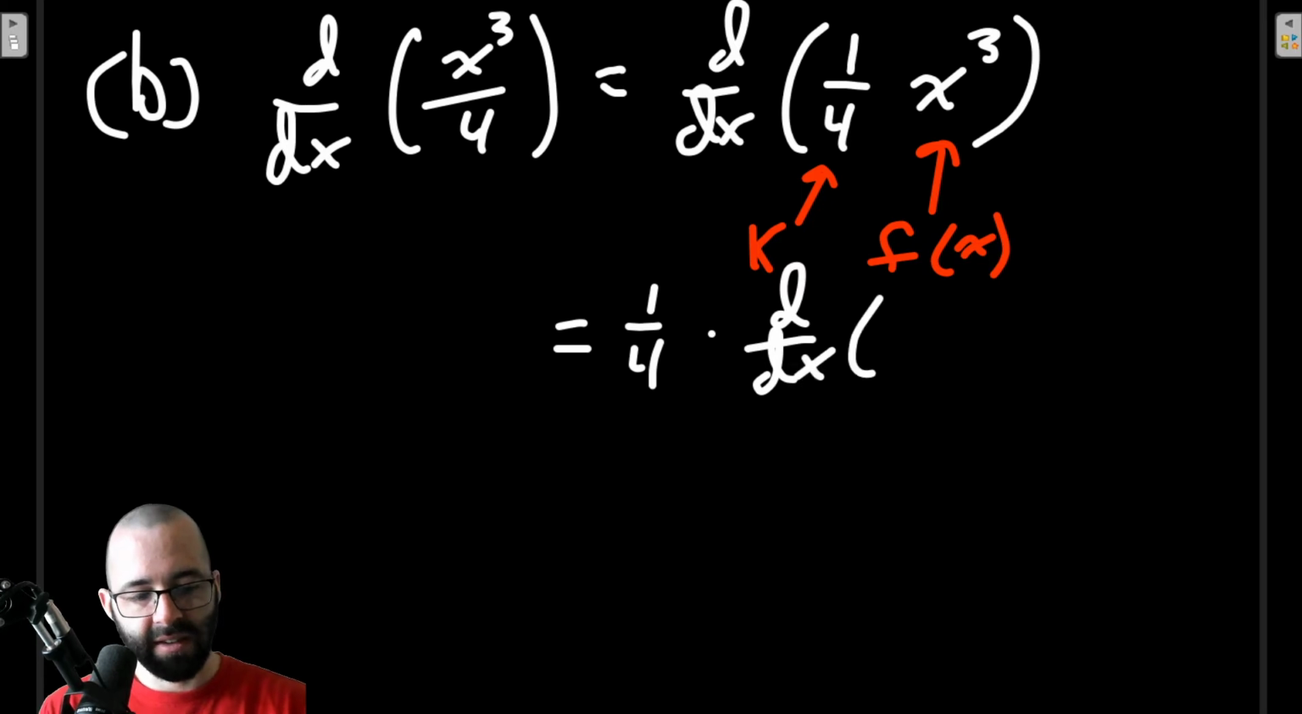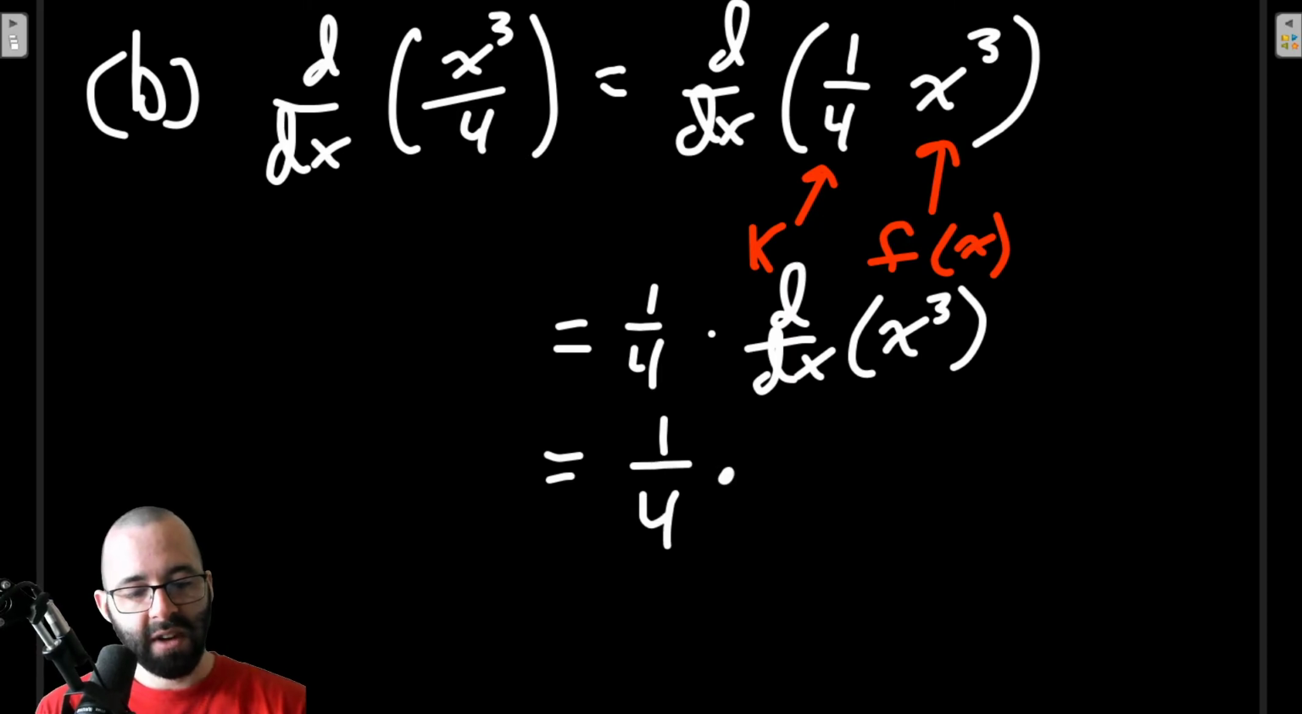You really don't have to write this step. And probably after this example, I'm never going to write this step again. We have 1/4 times the derivative of x cubed. Exponent comes down. Subtract 1 from the exponent, we get 3x squared.